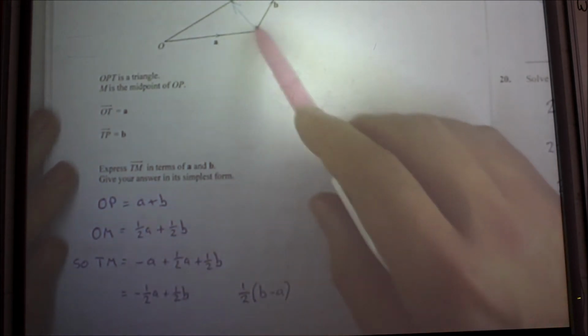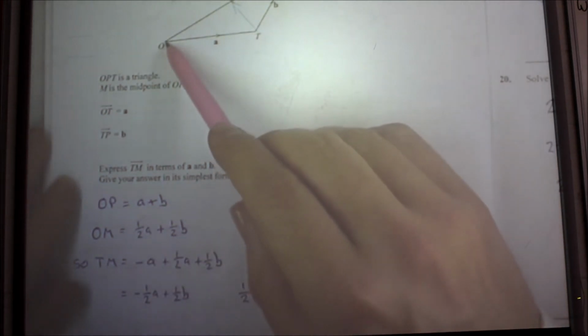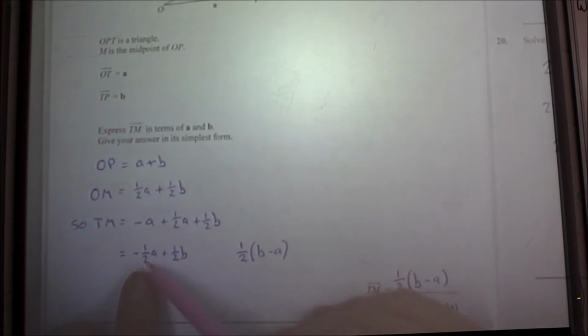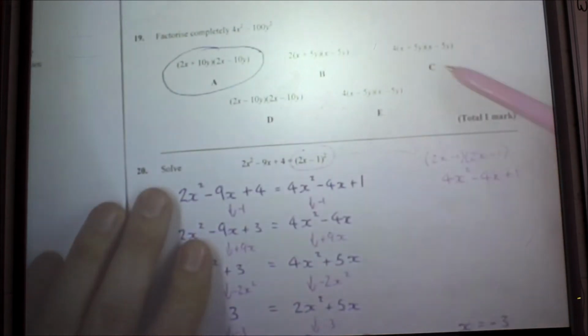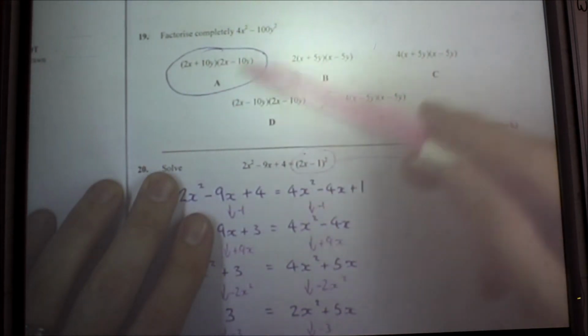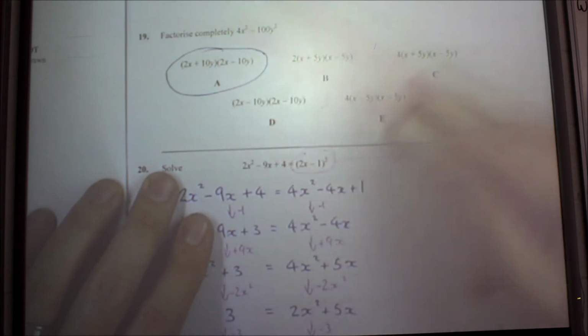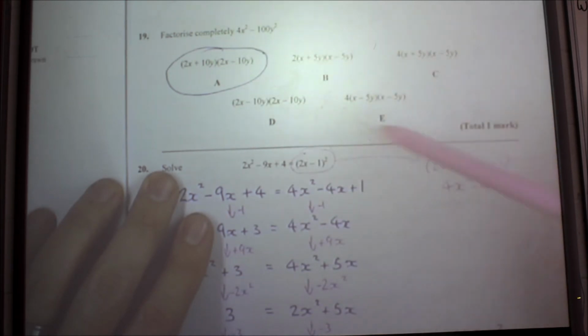So TM, to go from here to here, you've got to go back along here, which is minus A, which is what I've written here, look, minus A. Then you've got to go from O to M, and O to M is a half A add a half B. So negative A add a half A is a negative half A, add a half B. Factorise it, half is common, and I've changed it around to B take A, because don't forget the A is negative. So half B take A, or half minus A add B, if you want. Factorise completely this one here means put it into brackets. If it's multi-choice, you could just multiply these out, and you will find it's that one. Again, it's unlikely that will come up, but there we go.